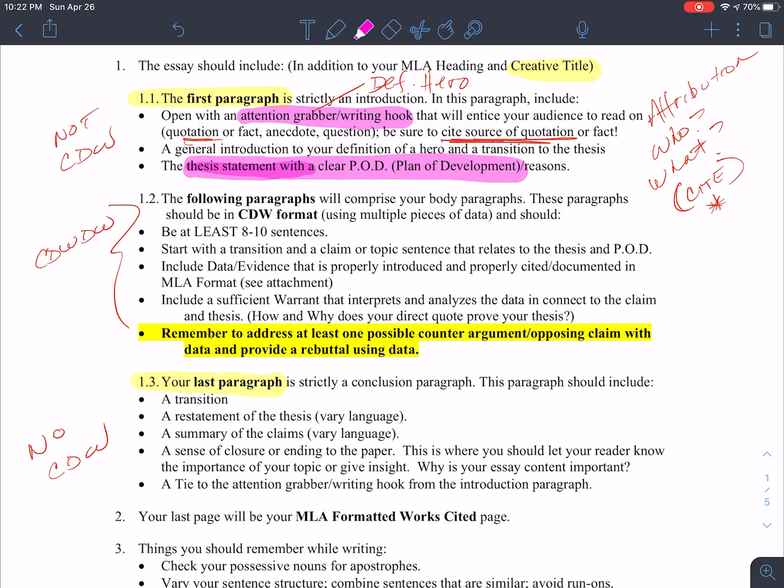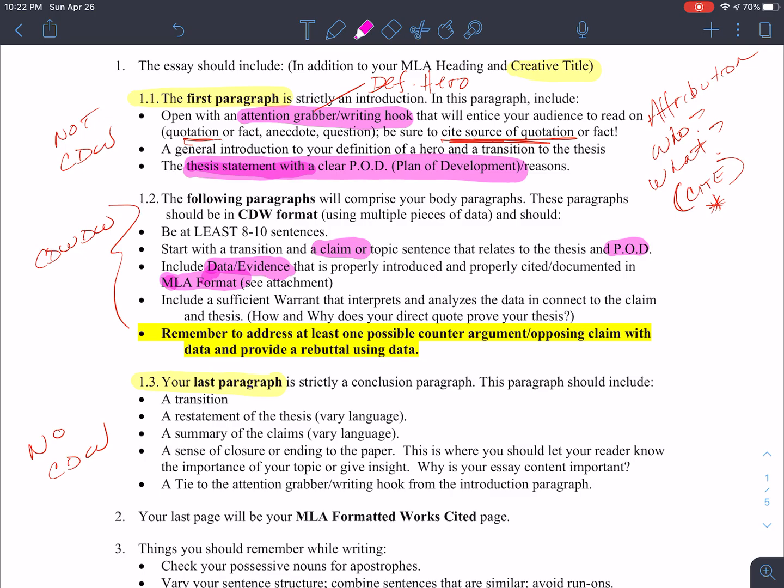And on the outline worksheet, you already have your claim, okay? And make sure that it does relate to the POD, right? Whatever you state first in your thesis, you want to make sure that's the first claim of your first body paragraph. Also on that outline, you have the data and evidence, preferably already cited in MLA format.